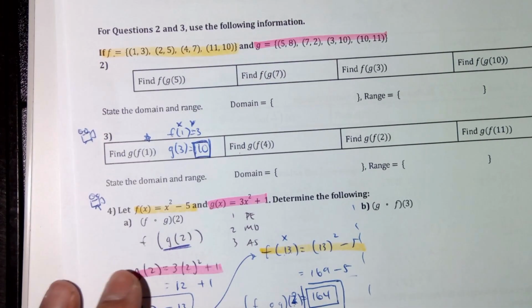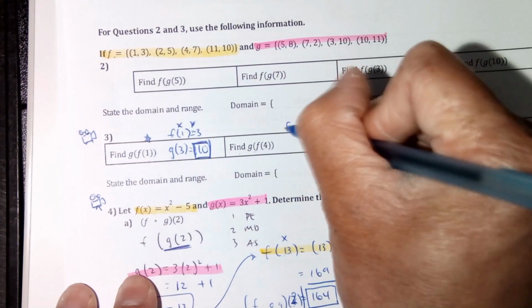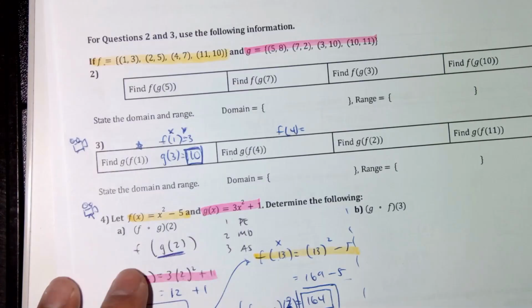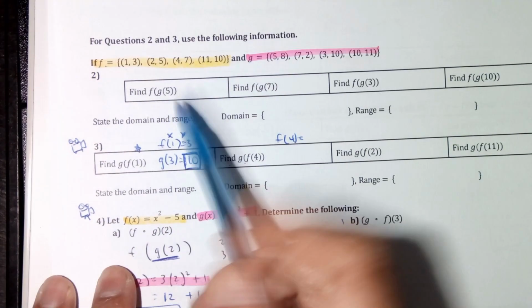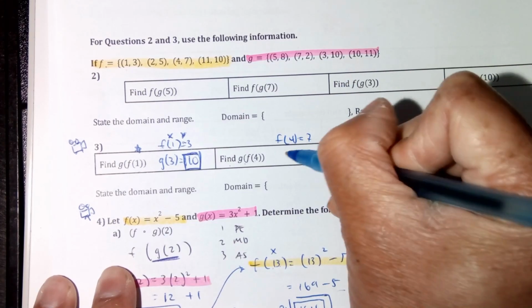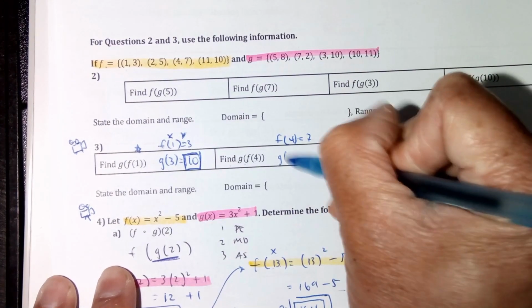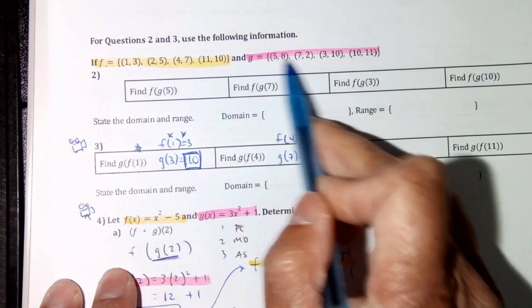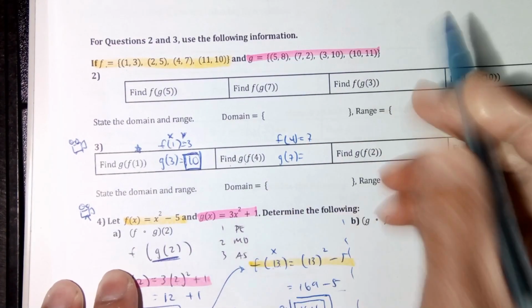Let's try this one, f of 4. So taking it apart might help you in the composition of functions. F of 4, I have 7. And so now I use 7 in g. G of 7, that one is here. So my output is 2, that is my answer.